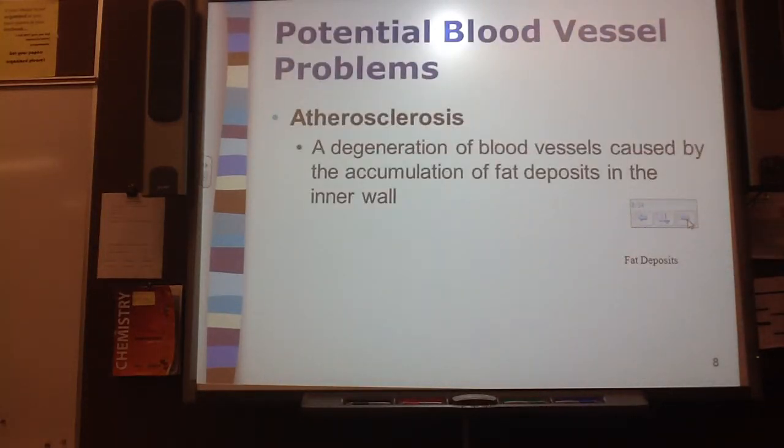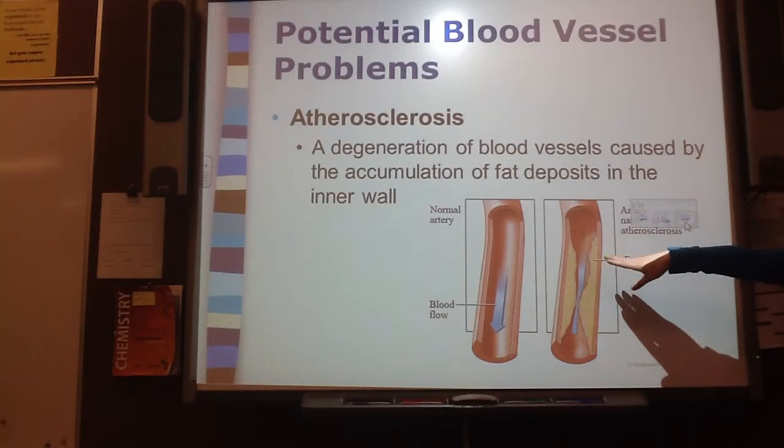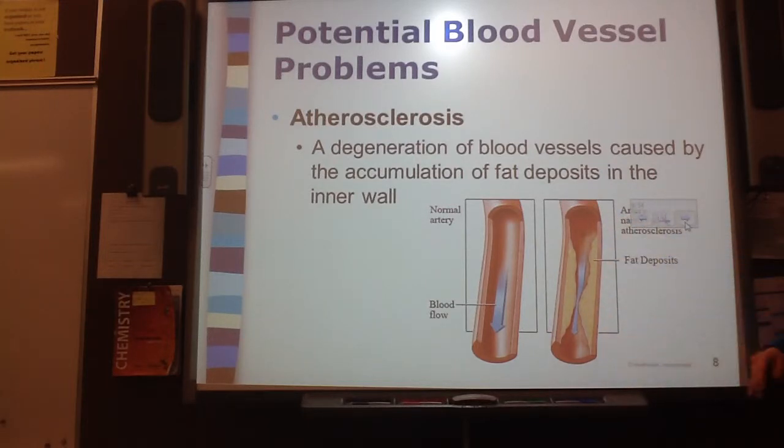Now, we can have different problems with blood vessels. Atherosclerosis is the degeneration of blood vessels caused by the accumulation of fat deposits in the inner wall. So here is a normal artery, and here is an artery with atherosclerosis, and there's fat deposits around it.